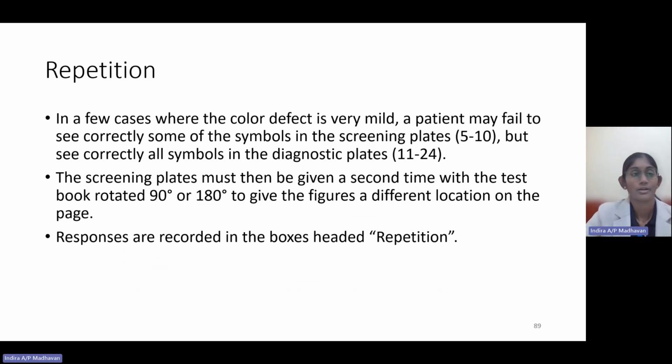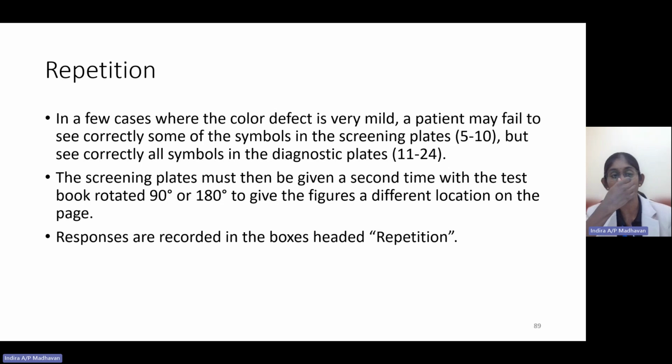Repetition. In a few cases where the color vision defect is very mild, a patient may fail to see correctly some of the symbols in the screening plates, but see correctly all symbols in the diagnostic plates, which is from 11 to 24. So the screening plate must then be given a second chance with the test book rotated 90 or 180 degrees to give the figures a different location on the page. The responses are recorded in the boxes headed repetition.